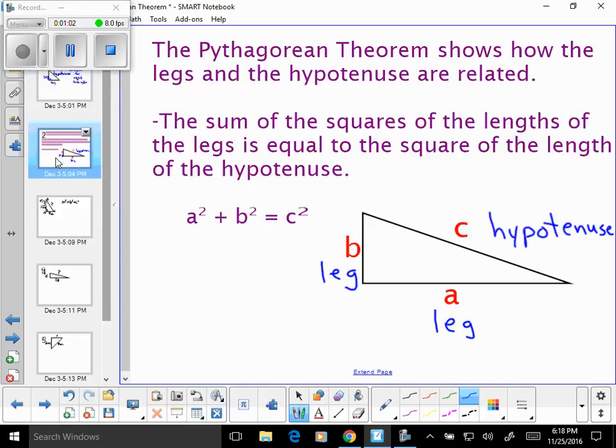The Pythagorean theorem actually shows how the legs and the hypotenuse are related. And remember, again, this is only in a right triangle. The actual wording says the sum of the squares of the lengths of the legs is equal to the square of the length of the hypotenuse. The formula is a squared plus b squared equals c squared, where a and b are legs and c is the hypotenuse.